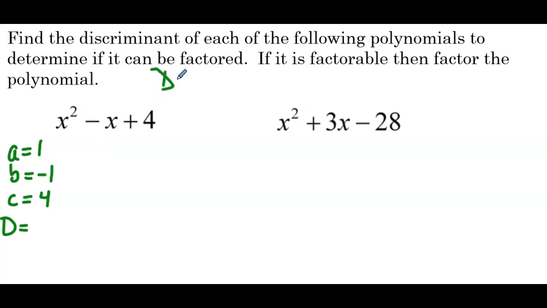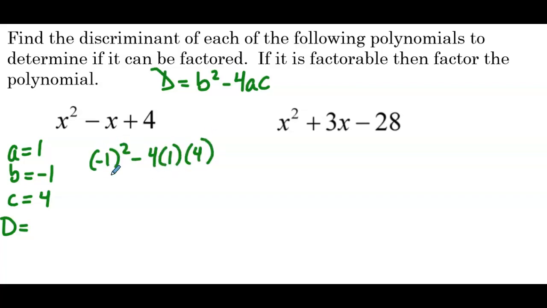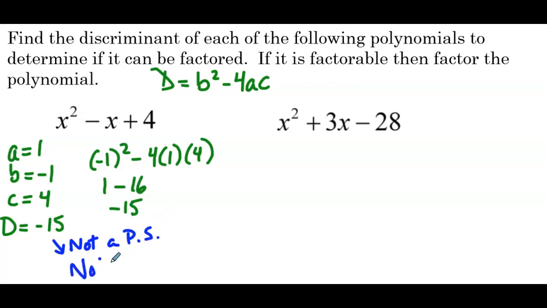So our discriminant, I'll write it up here just so we can reference it, is b squared minus 4ac. So we have negative 1 squared minus 4 times a times c. So negative 1 squared is positive 1 minus 4 times 1 times 4, which is 16. So our discriminant is negative 15. Well, that's perfect. A negative number cannot be a perfect square. So this is not a perfect square. So that means that the trinomial is not factorable.